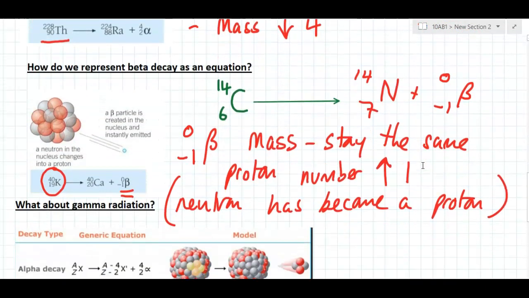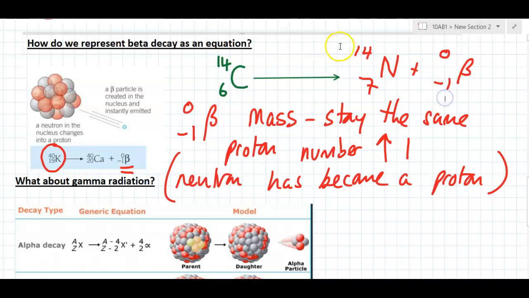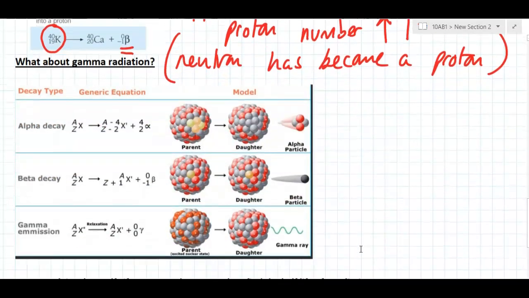During beta decay, electrons are emitted from the nucleus. They weigh almost nothing, so the mass number remains unchanged, but a neutron has become a proton, so the proton number increases by 1. That's why we've got this minus 1 here on the beta particle. Right, and this diagram sums that up.